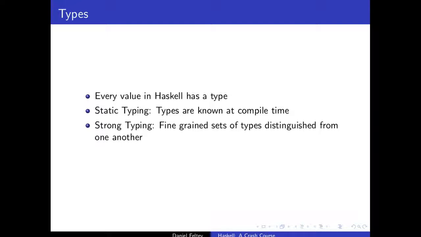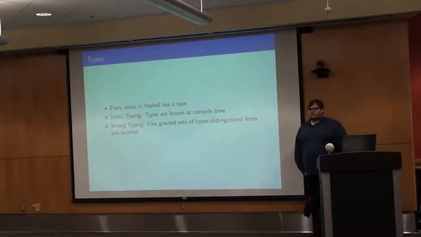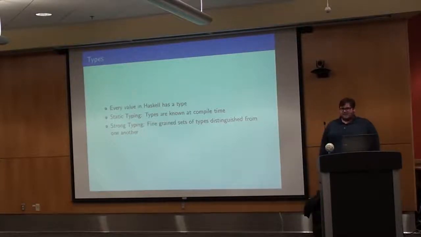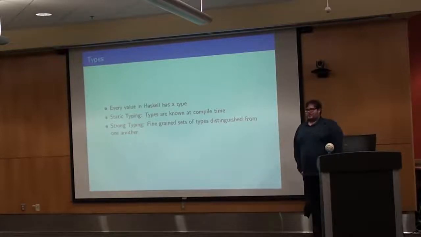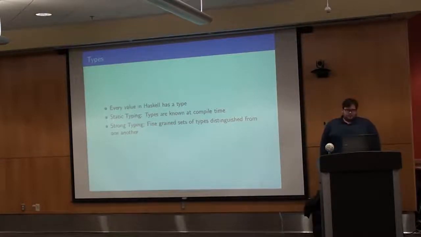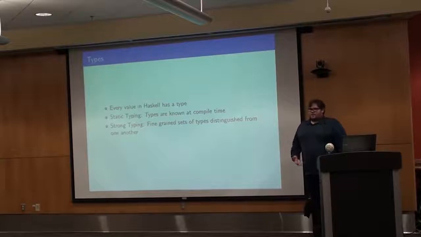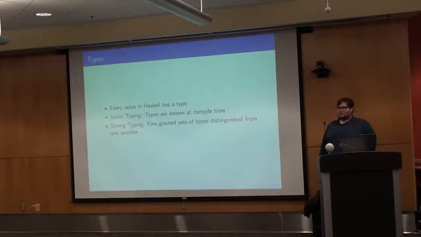So types. Every value in Haskell has a type. So numbers can be integers or floats, and those are specifically different from each other. They're different from each other in C too, but they're not as critically separated from one another as they are in Haskell. Static typing means that all types are known at compile time, so the compiler is able to do all sorts of optimizations based on the types of your data, of your functions, etc. Strong typing, this is almost ripped straight from the wiki page. But there's fine-grained sets of types that are very definitively distinguished from one another. In C, booleans are basically just 0 or non-zero, right? So in Haskell you've got true and false, and those are not numbers, they're just true or false. They're bools.